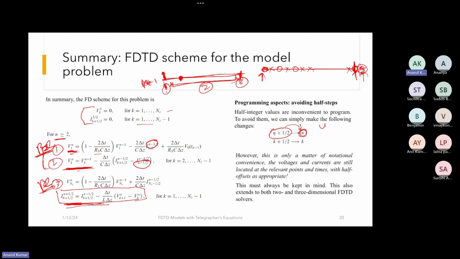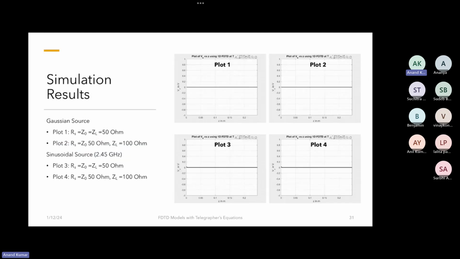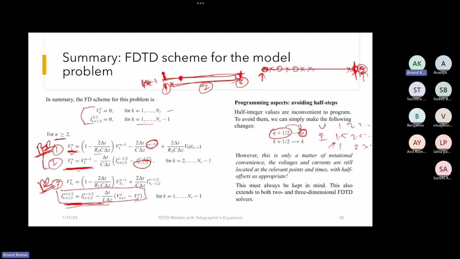So we are evaluating voltage at 1, 2, 3, 4, and so on, and current at 1.5, 2.5, and 3.5. But inside the code, it will look like we're evaluating current at 1, 2, 3, 4. But do not confuse them, that we are calculating them at the same position or same time. They have an offset. So this must always be kept in mind, that they are not the same, and they are not being evaluated at the same position. It's just that inside the arrays and vectors, we are using the same indices.